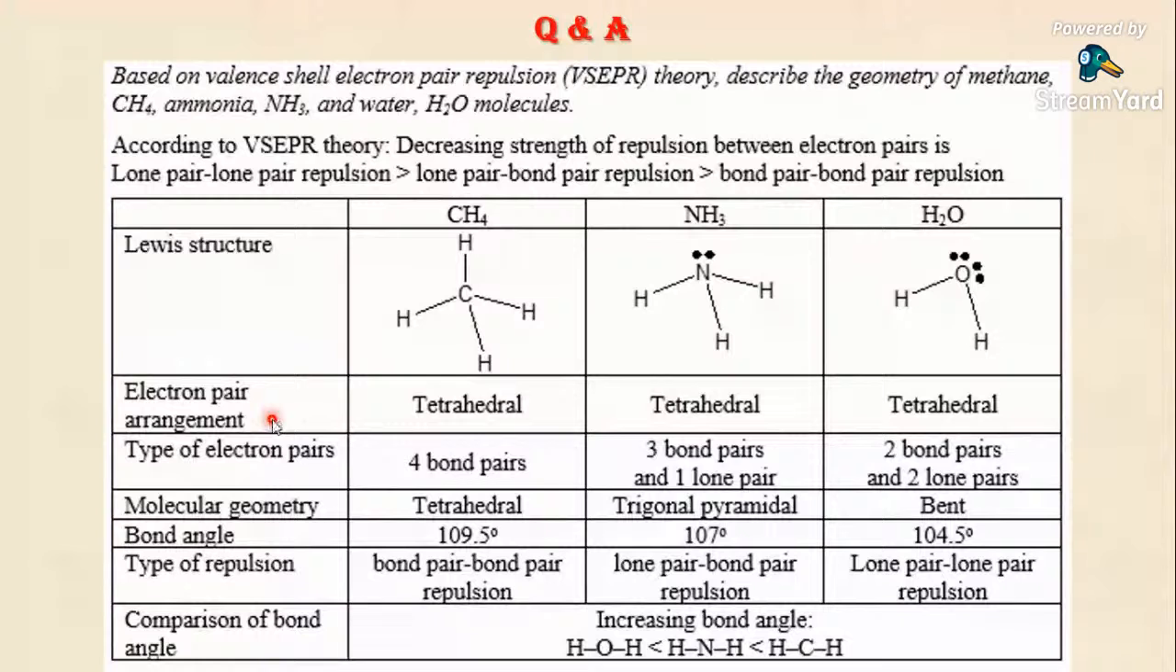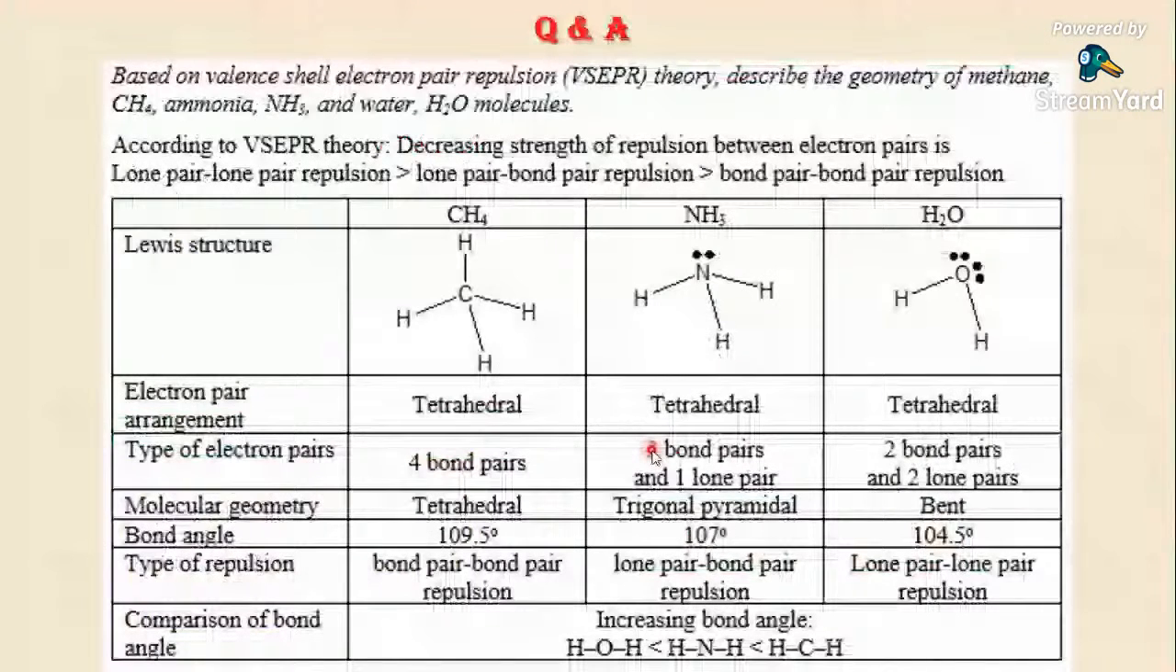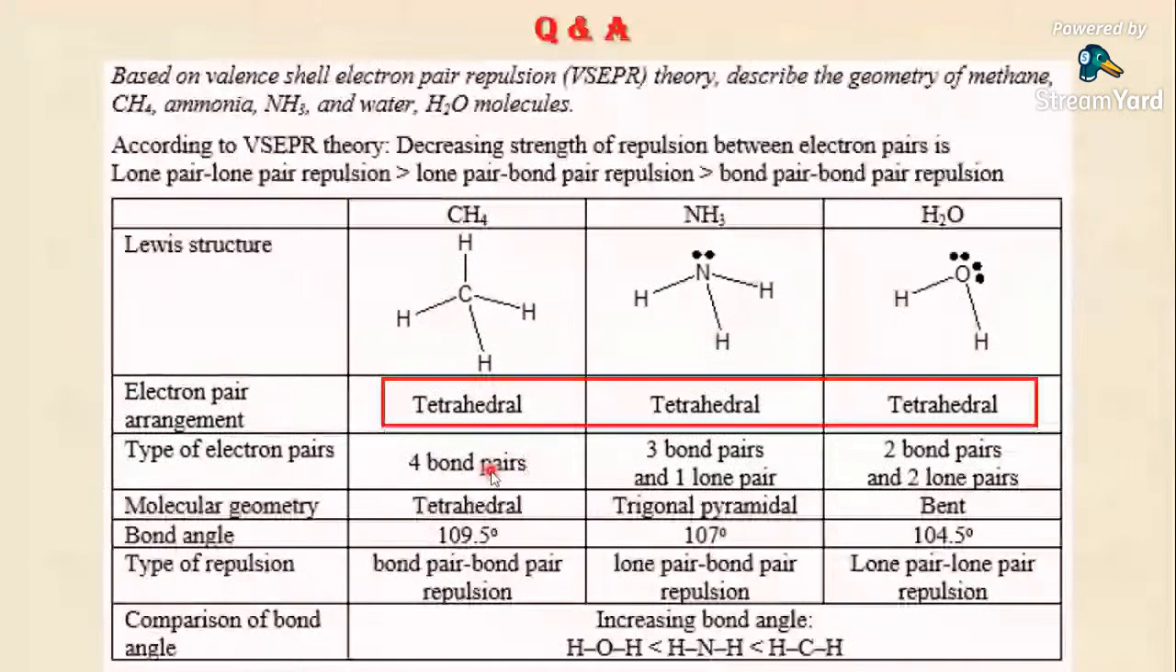If you forget the basic geometries, we just recap a bit here: linear, trigonal planar, tetrahedral, trigonal bipyramidal, and octahedral. And then for the molecular geometry, we look at the lone pairs. If there is no lone pair, the molecular geometry is still the same. If there is 1 lone pair and 3 bonding pairs, the name is trigonal pyramidal. If 2 bonding pairs and 2 lone pairs, the molecular geometry is bent. These are the differences between electron pair arrangement and molecular geometry.